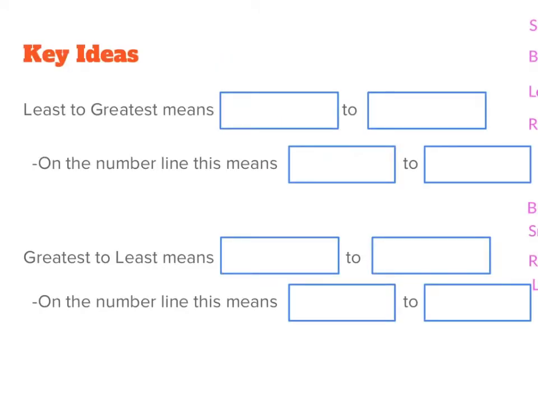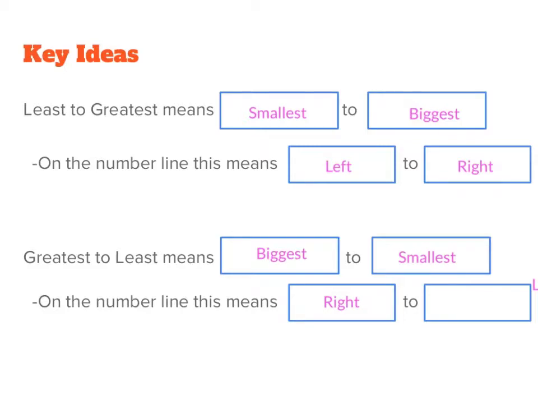First we're going to start with some key ideas. First, what does least to greatest mean? If we're going from least to greatest, that means we're going from smallest to biggest, and on the number line, that means going from left to right. The other thing we need to talk about is going from greatest to least. Greatest to least means going from the biggest number to the smallest number, or on our number line, from right to left. Go ahead and make sure you've written this all down, and then let's take a look at example A.